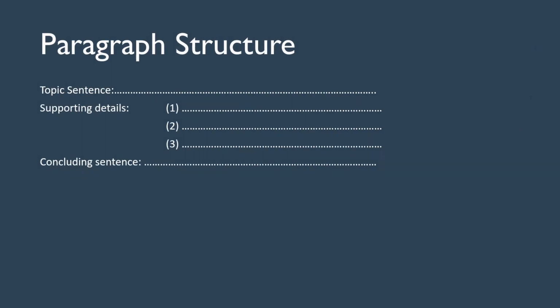Alright, this is the example of paragraph structure where in a paragraph and for the following paragraphs, you must have, first is the topic sentence. Second, you need to have three supporting details. And last, you need to have the concluding sentence.